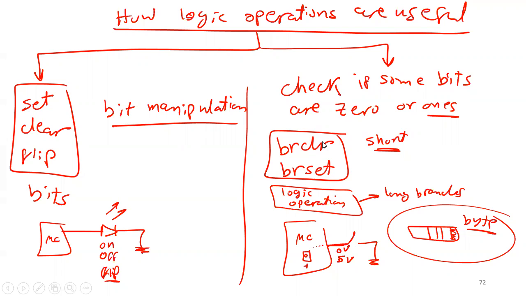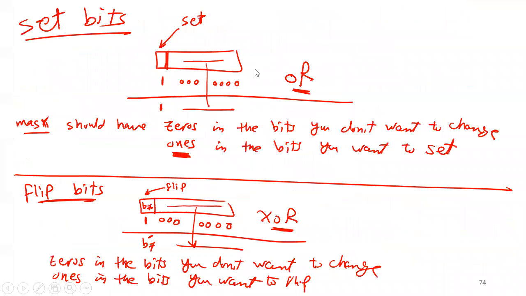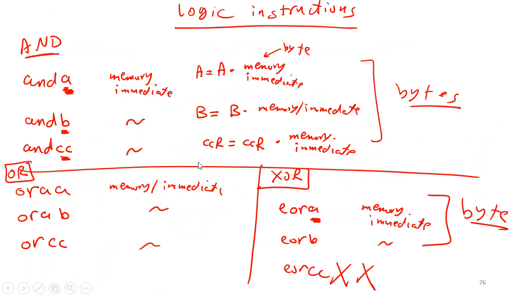Okay, and I said this is useful if, for example, you want to know if this pin, which is connected to a switch, is 1 or 0. That's what I explained. Here I'm explaining how you can clear some bits, how you can set some bits using OR, and how you can flip some bits. Here I'm also explaining how you can check if a bit is 1 or 0. Now I'm going to teach what logic operations we have.